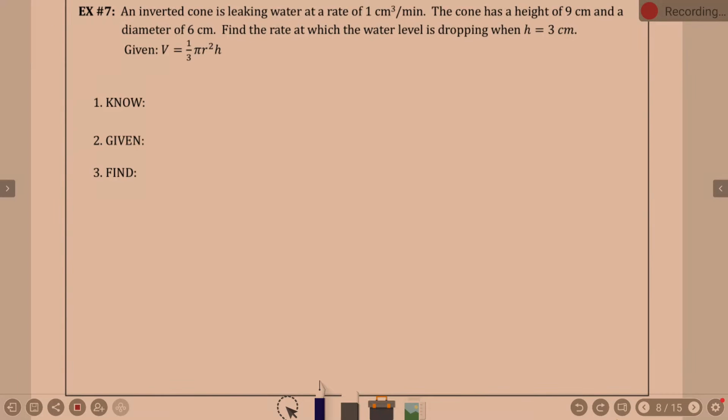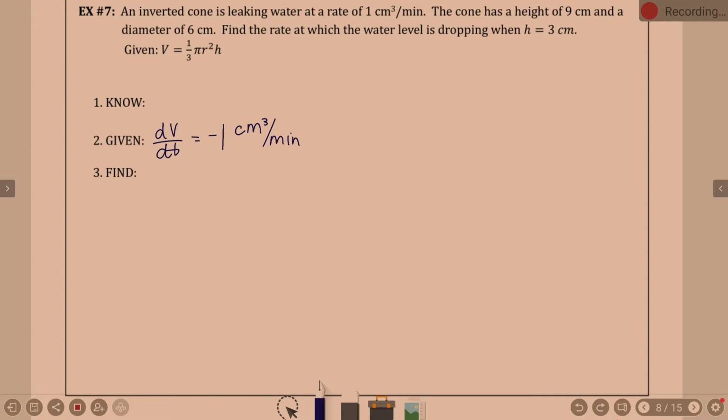So, the recording erased last night, so you're going to have to bear with me while I go back and get some information. We'd already talked about the cone leaking, and when that cone is leaking, dV/dt is -1 centimeter cubed per minute. We've already done that. The cone has a height of 9 and a diameter of 6.